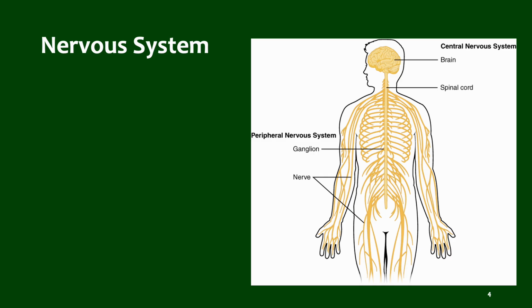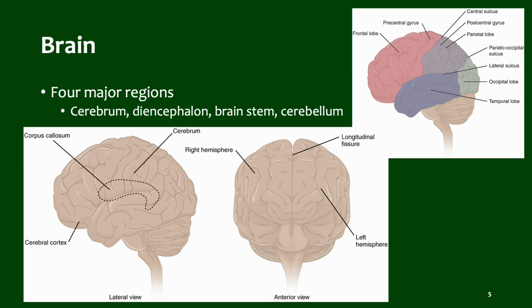As you can see here in the figure, there is a central nervous system or CNS, which has the brain and spinal cord, but we also have the peripheral nervous system or PNS, which has cranial and spinal nerves and ganglia. So make sure to thoroughly read through the anatomy or the structures of the nervous system, which begins with the brain, which can be separated into four major regions.